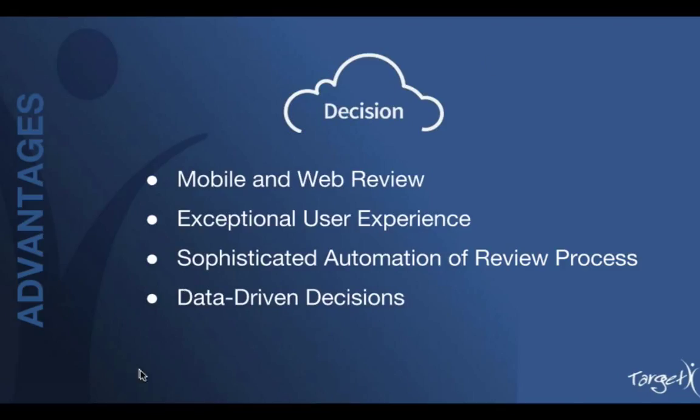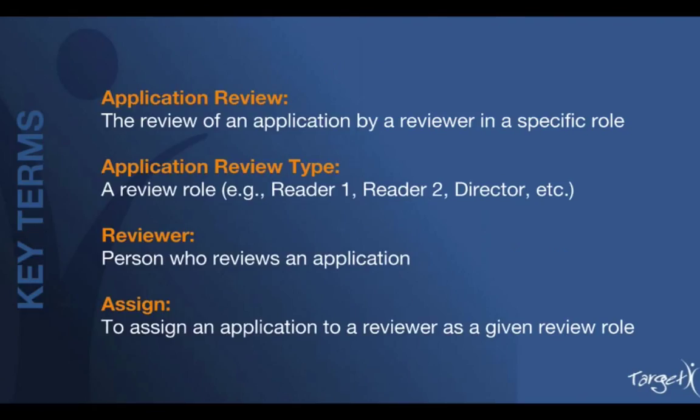We're going to walk through a few key terms that I'll be sharing as I go through the demo. So an application review is simply a review of an application by a reviewer in a specific role. We talk about review roles. That's within the system called an application review type. That's essentially any stage of review, like first reader, second reader, director, faculty reader, or it could be a special kind of reader, like international student reader or transfer reader.